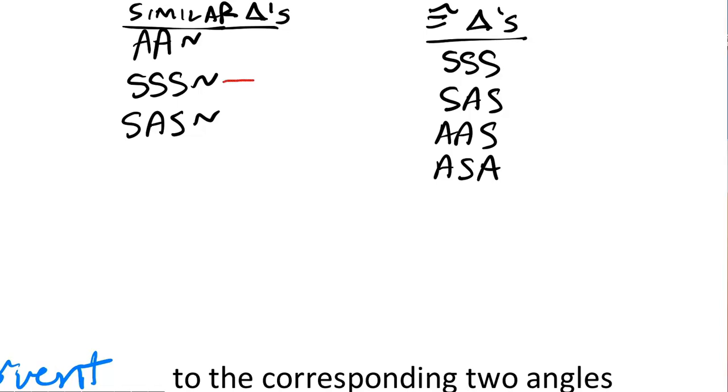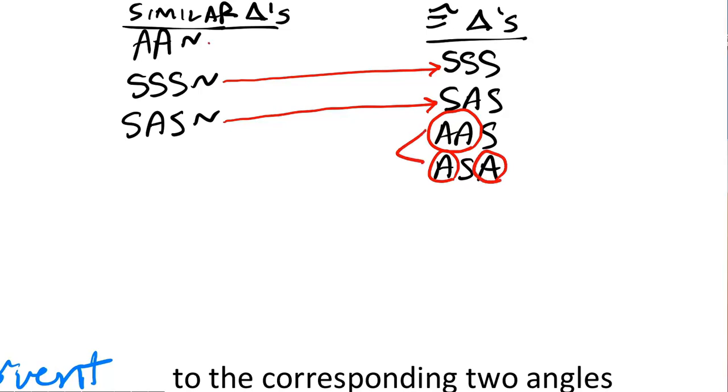We have side-side-side similarity, and we use side-side-side to prove triangles congruent. We have side-angle-side similarity, and we use that to prove side-angle-side congruence. Although we don't have AAS similarity, notice that our angle-angle similarity kind of matches to the angle-angle-side and angle-side-angle. But we don't really need that extra side in there.